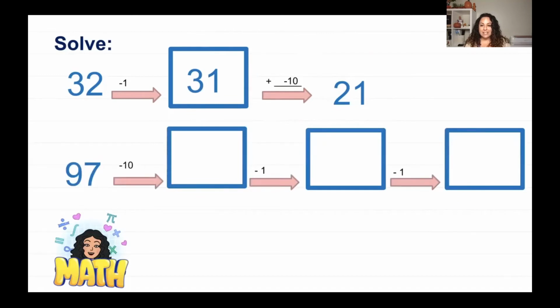Let's go ahead and look at the next problem. 97, take away 10, take away 1, take away 1. So we're going to use the arrow way to find our number right here in this box. So 97 take away 10. I'm going to look at my tens, and 1 less than 9 is 8. So that means that I have 87. Now I'm not going to take away 10 anymore. I'm only going to take away 1. So when I have a 7, 1 less than that is 86. And let's keep counting backwards. 87, 86, 85, and then I have my number when I use the arrow way.